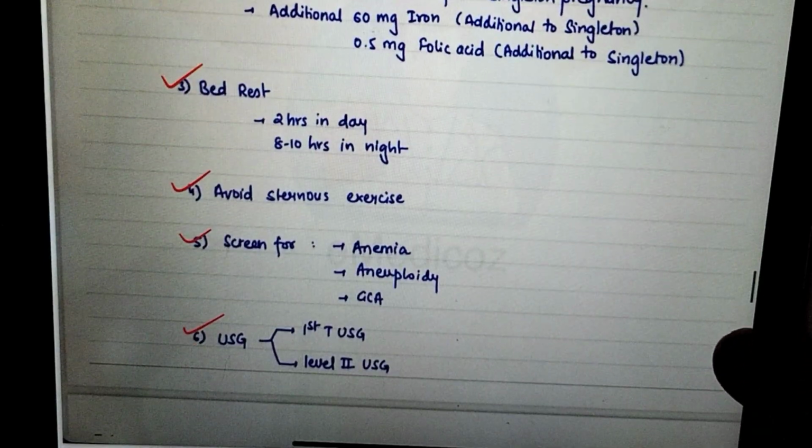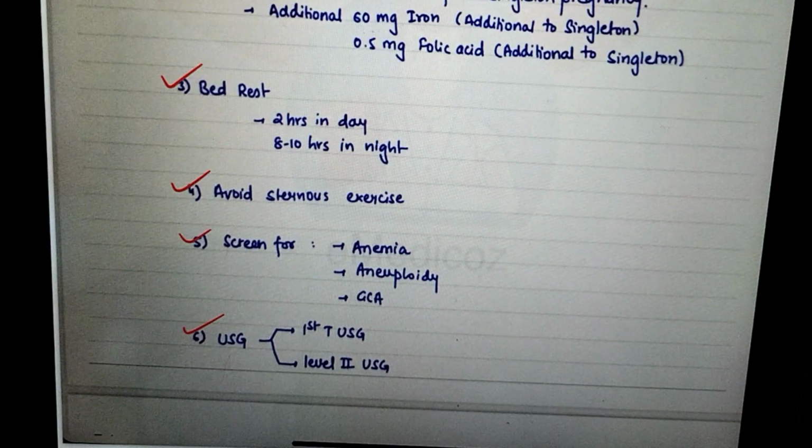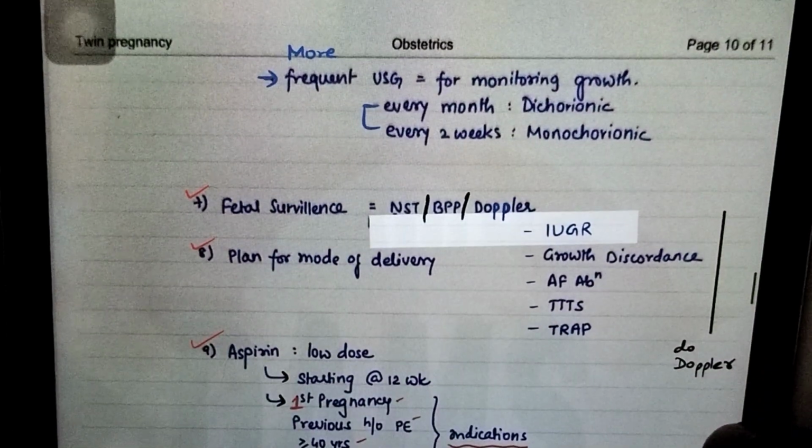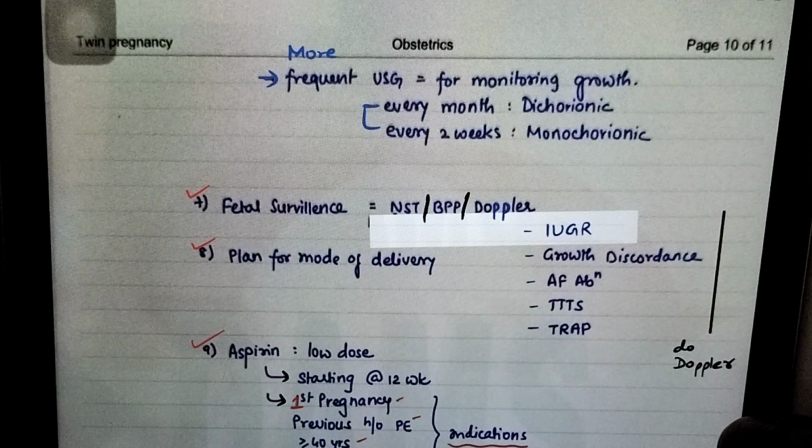Bed rest should be advised 2 hours in the day and 8 to 10 hours at night. Patient should avoid strenuous exercise. Patient should be screened for anemia, aneuploidy, gross congenital anomalies. Ultrasound should be done in the first trimester and a level 2 ultrasound should be done. More frequent ultrasound is advised to monitor growth, every month in dichorionic and every 2 weeks in monochorionic.